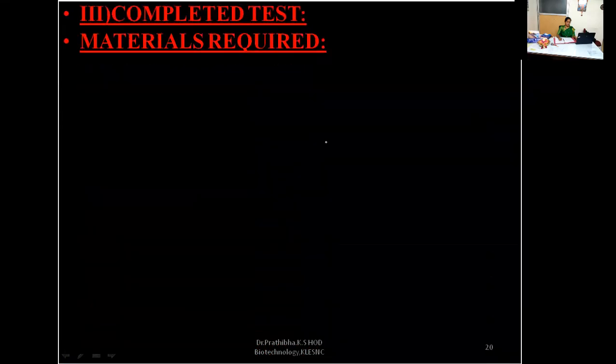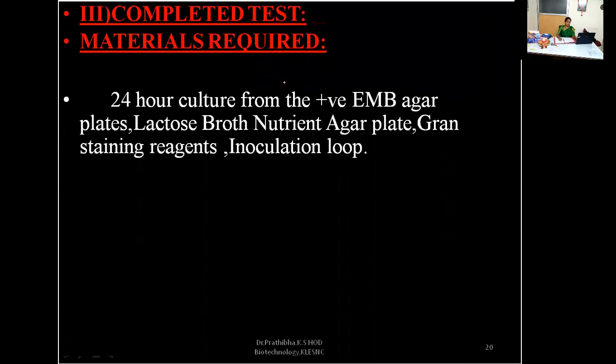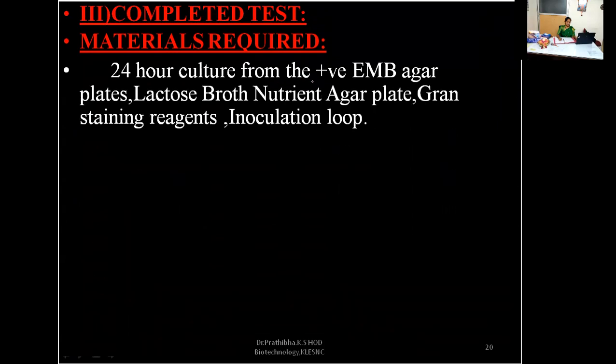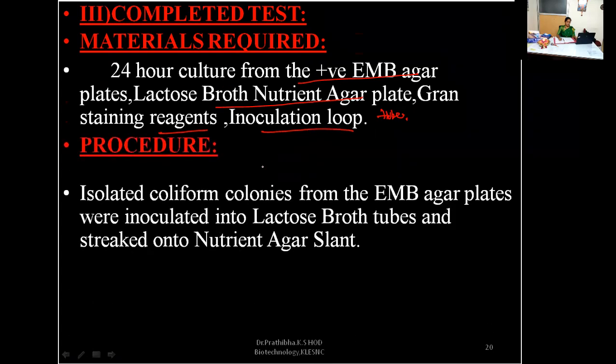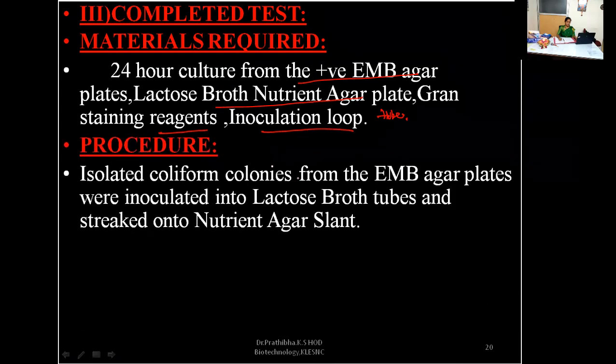After the confirmed test, we'll continue with the completed test. Materials required: 24 hours culture from the positive EMB agar plates, then lactose broth, nutrient agar plate or tube, then gram staining reagents, then inoculation loop. Procedure: isolate coliform colonies from the EMB agar plates.